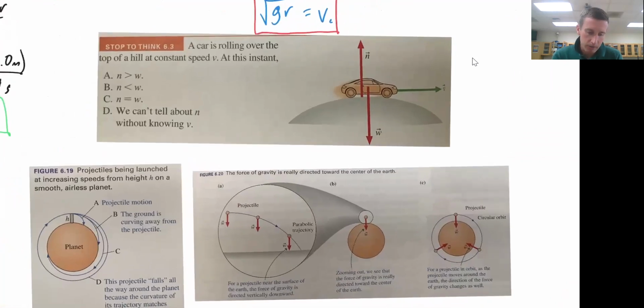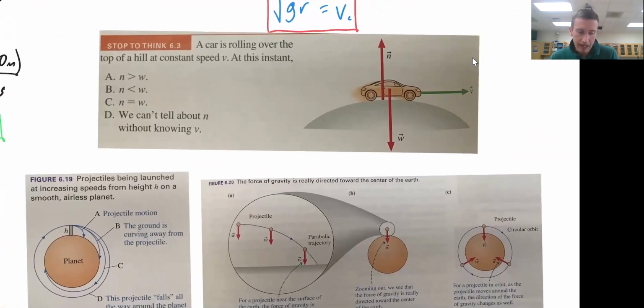A car is rolling over the top of a hill at a constant speed v. At this instant, is the normal force bigger than the weight? Is the normal force less than the weight? Is the normal force equal to the weight, or we just don't know?